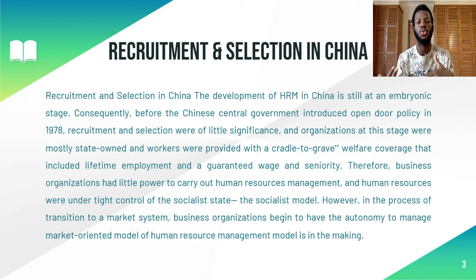Therefore, business organizations had little power to carry out human resource management activities themselves. Human resources were under the tight control of the state, the socialist model, we can say. However, in the process of transition to a market system, business organizations began to have the autonomy to manage market-oriented models of human resource management.